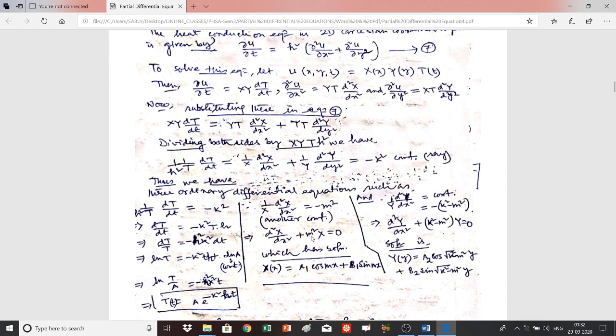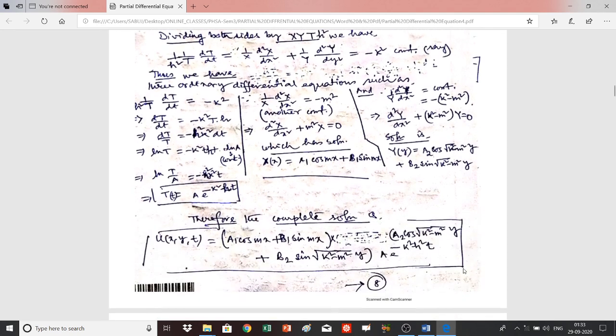That is, in this case, you have the solution x as a function of x is equal to a1 cos mx plus b1 sin mx. Now from this one, 1 by y d2y by dy square is equal to a constant, that is, we have calculated that value as minus k square minus m square. So from here d2y by dy square plus k square minus m square into y is equal to 0, and this gives you a solution. Y is a2 cos root over k square minus m square y plus b2 sin root over k square minus m square into y. So the complete solution is here.